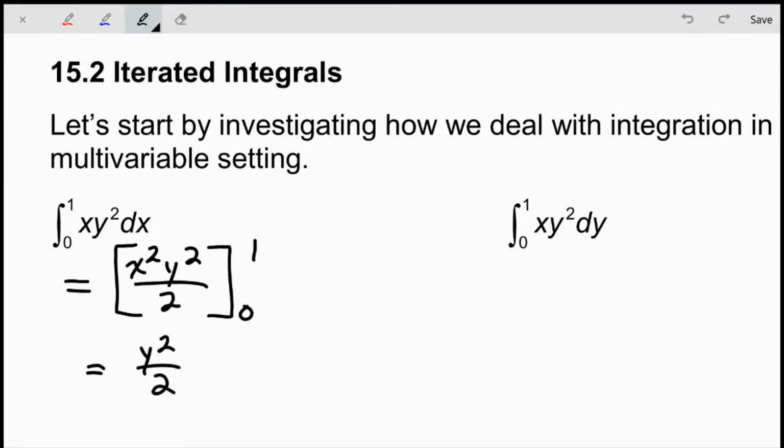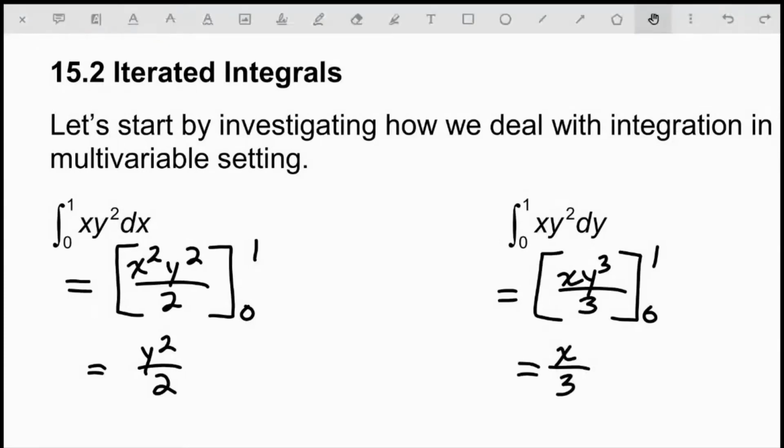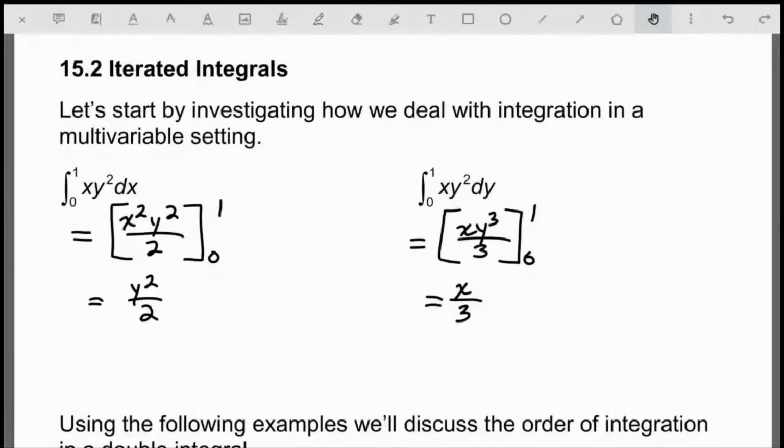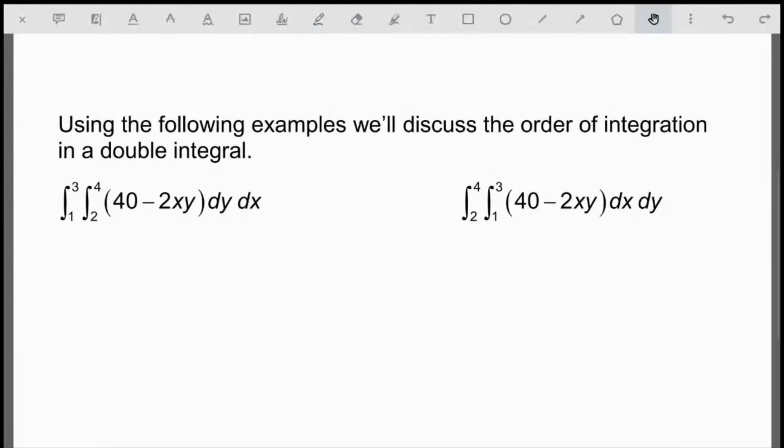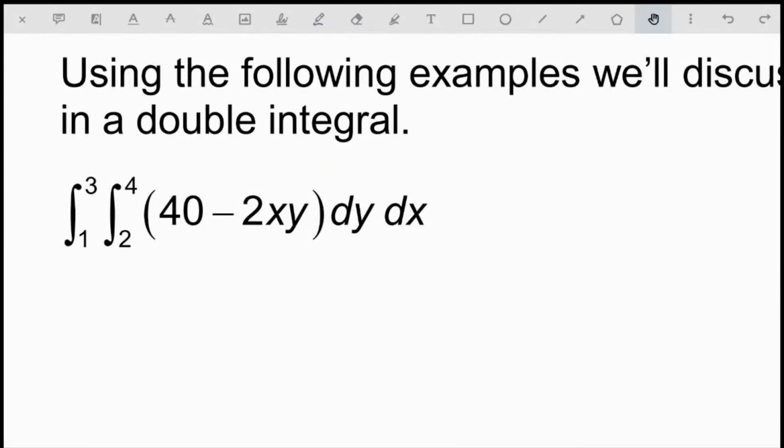Okay, now I can do the same thing if I integrate with respect to y. If I do that, this antiderivative would be xy cubed over 3, and I can evaluate that from 0 to 1. And now remember, when I plug this in, I'm plugging in for the y. That would give me x over 3. Okay, so that's kind of the main idea. Now, when we do this in a double integral setting, we just have to keep straight in our minds which antiderivative we're doing. So here is an example. We are doing a double integral over a rectangular region. And notice that we've got dy and then dx. We always work from the inside out. So we're going to integrate with respect to y first.